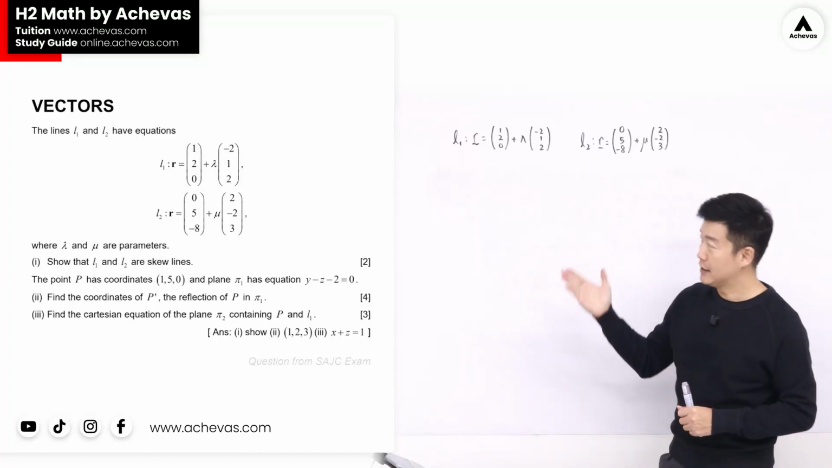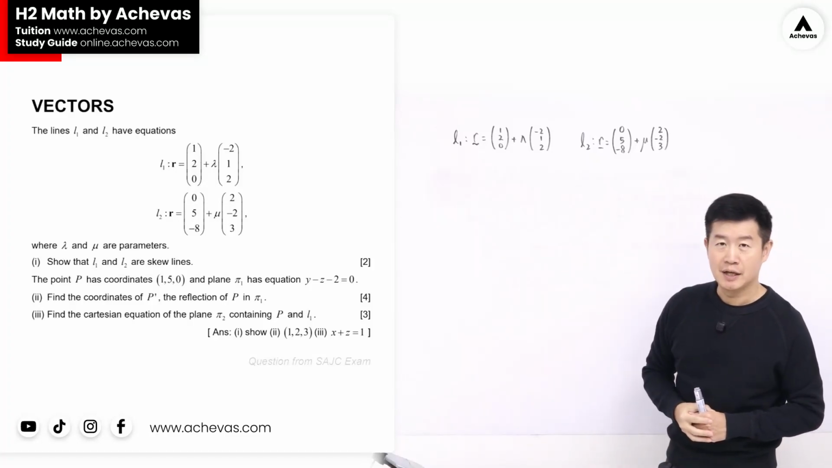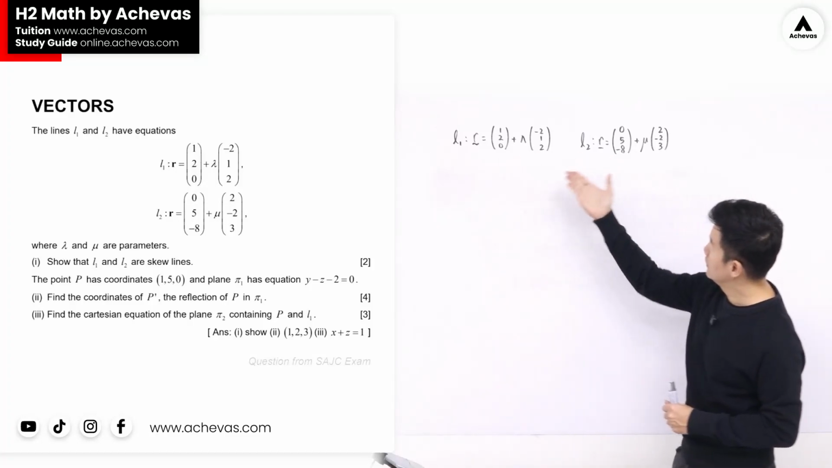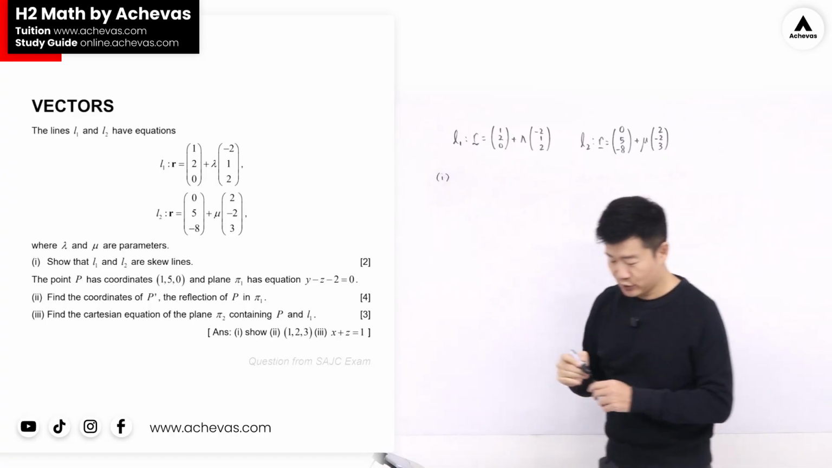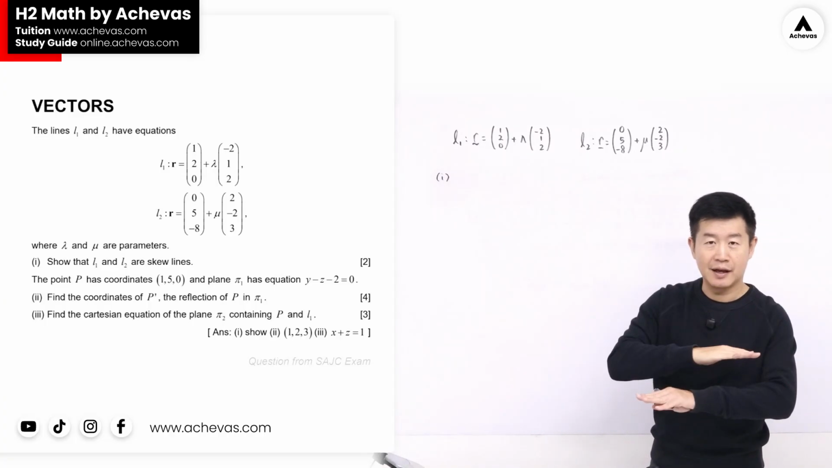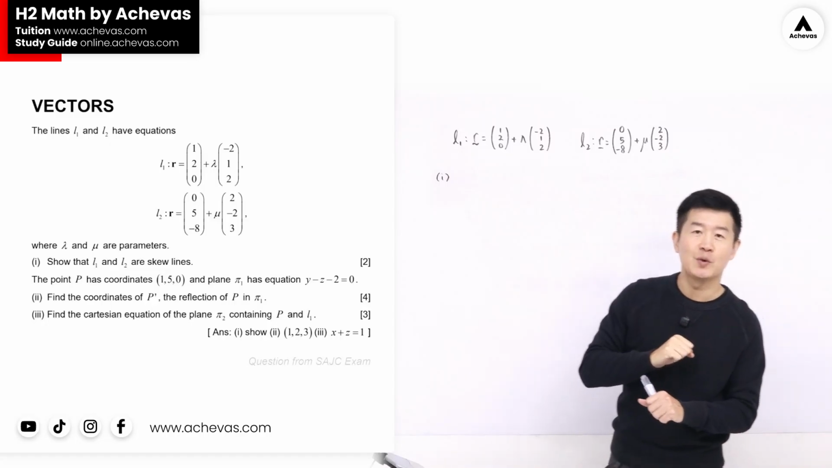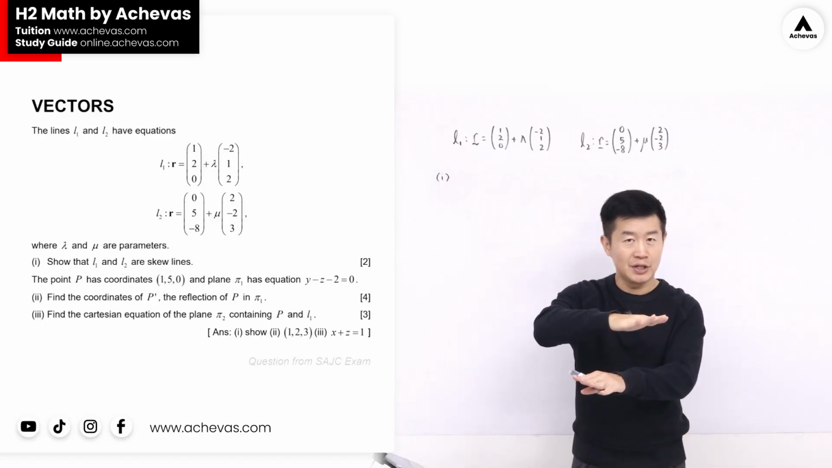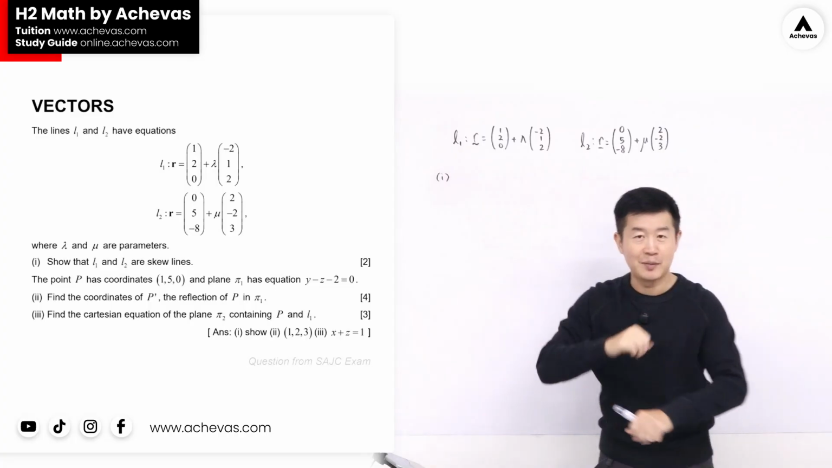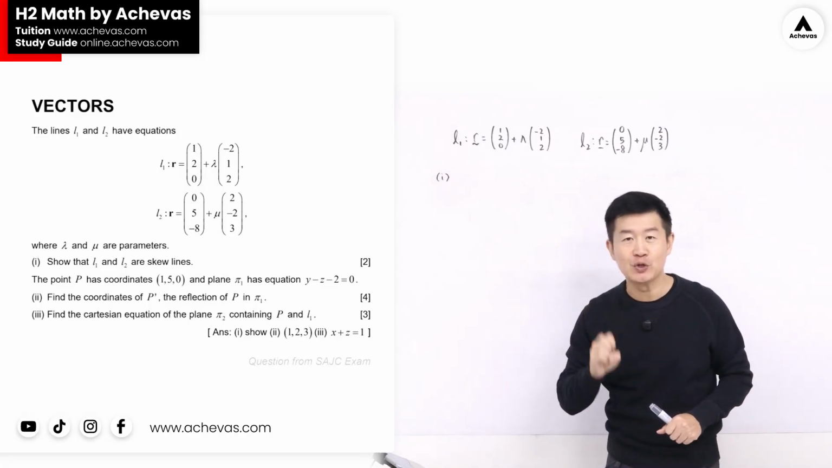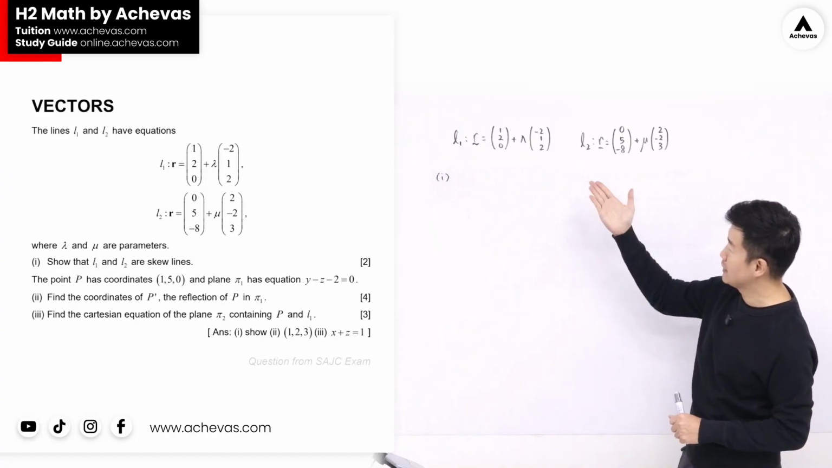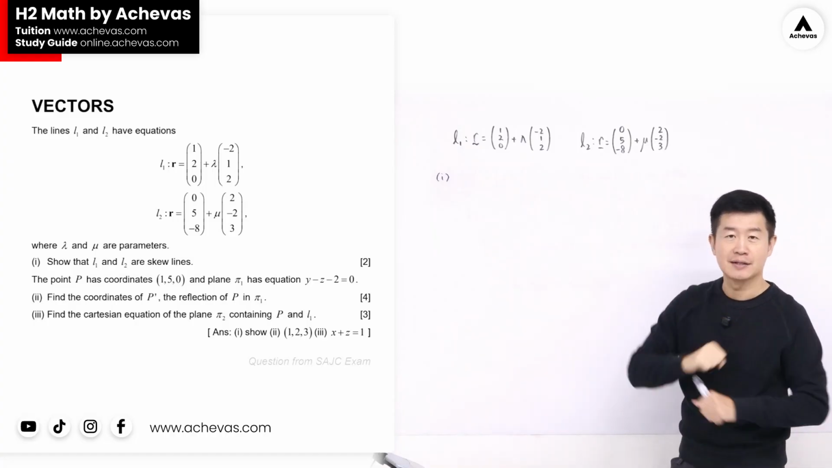Let's take a look at this vectors exam question. In this question, we are given two lines. The very first thing that we are supposed to do is to prove that these two lines are skew lines. Skew lines are lines that are not parallel to each other and at the same time not intersecting with each other. So as long as we can prove these two geometries, we will be able to show that these two lines are skew lines.